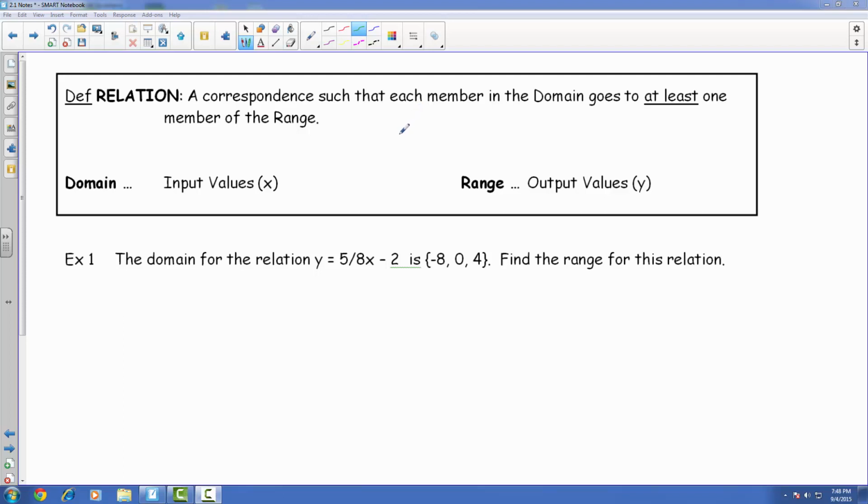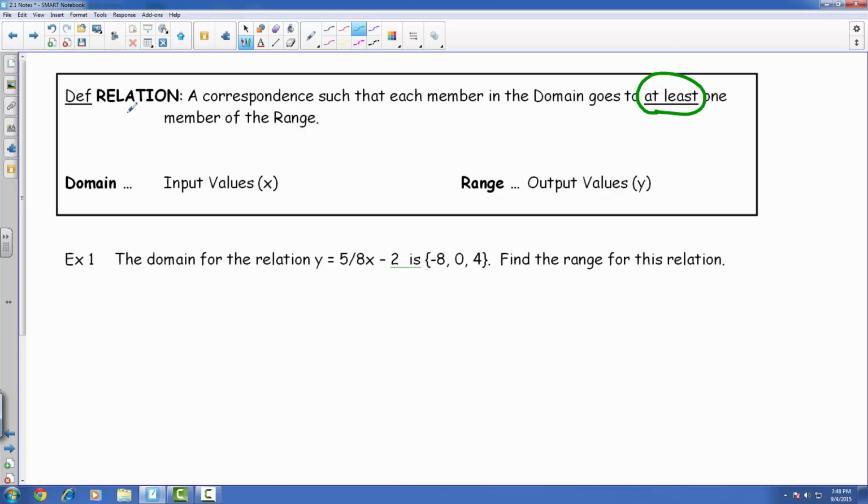Here we are at example 1 from our 2.1 set of notes. But before we really dive into this, we have to look at the definition of a relation to help us out. The definition for a relation is simply a correspondence where every single member in the domain goes to at least one member in the range.